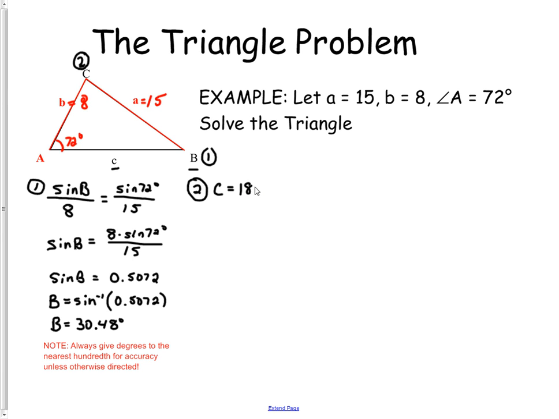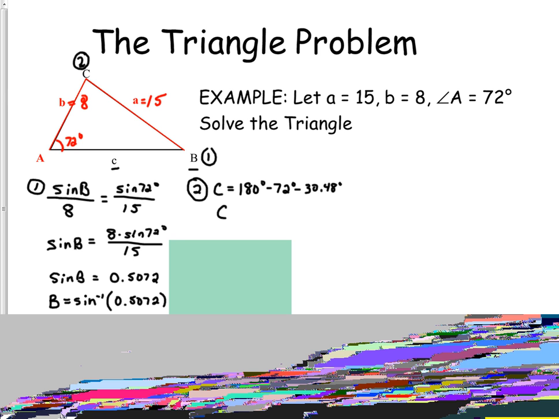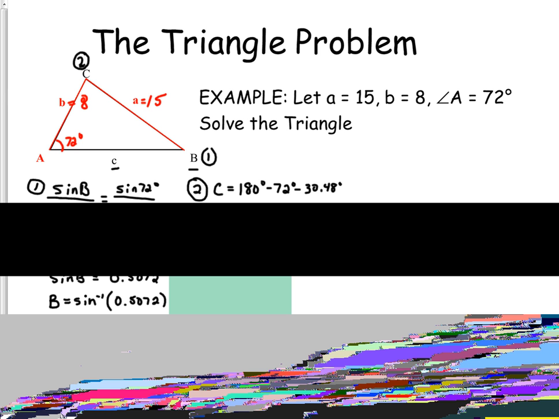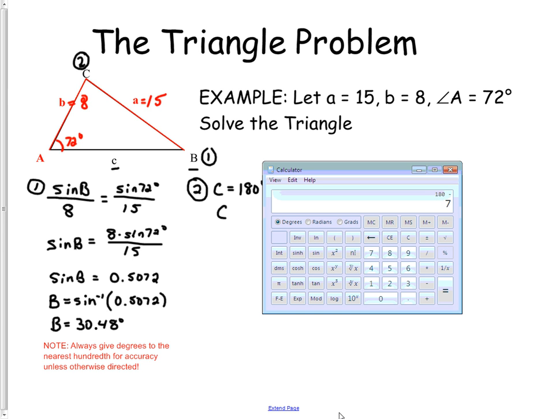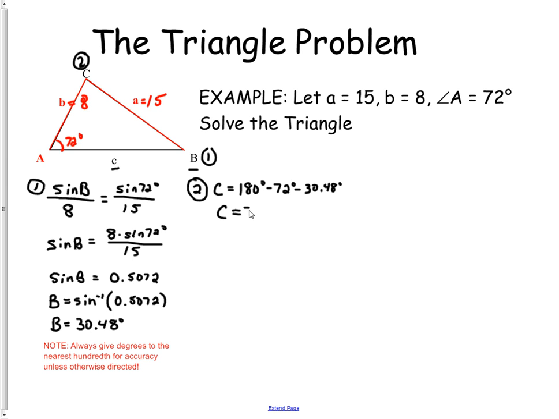So we will take 180 degrees and subtract 72 degrees and subtract 30.48 degrees. All right, let's see what we get in this particular case. If we work it out, we take 180, subtract 72, and subtract 30.48, and we get our result: 77.52. So our answer right here will be 77.52 degrees. All right, so that's number 2.